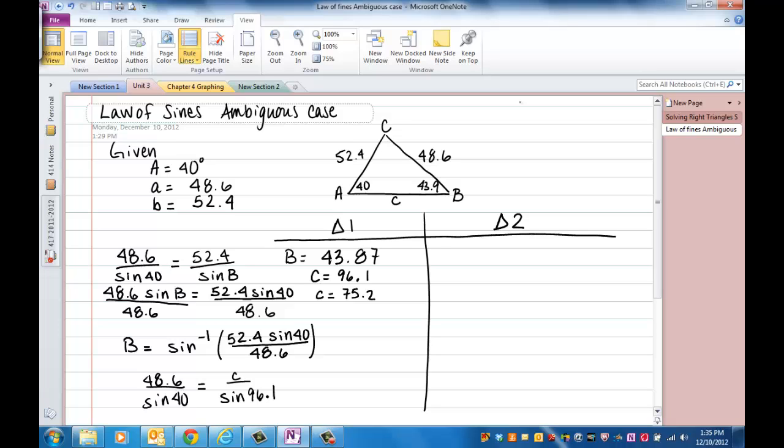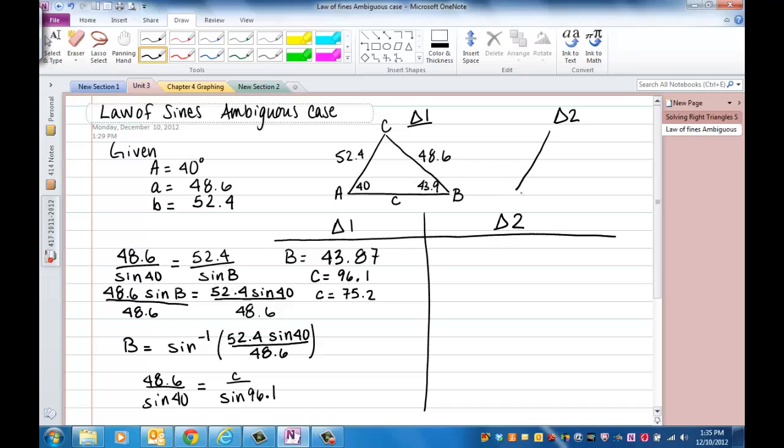So moving on into triangle 2. This right here was your triangle 1. If we then by chance had a second triangle situation and we actually created an obtuse triangle, knowing that this was 48.6, this was our new C, side C of triangle 2, this is still going to be 52.4, this is still going to be 40, but this is going to be angle C of triangle 2.